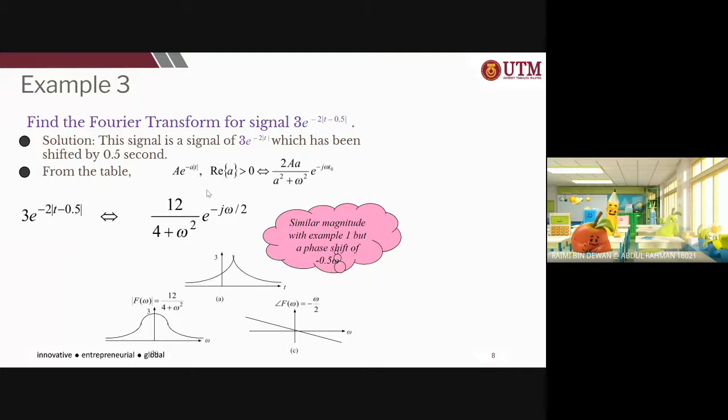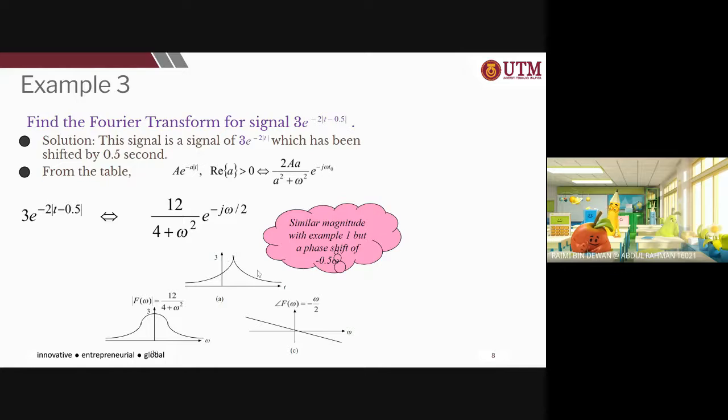So first, you perform the standard function, the standard thing that you find from the table, and then you introduce the shift. This one is negative t by 0.5, and for the frequency domain, you just multiply by e^(-j omega over 2). Why omega over 2? Because it's times by half, because we have half of time shifting. And the rest is accordingly.